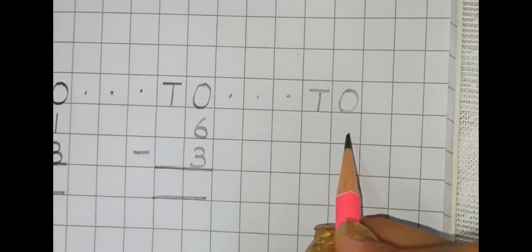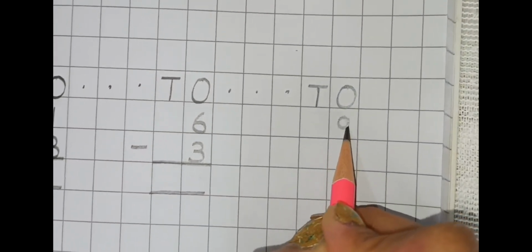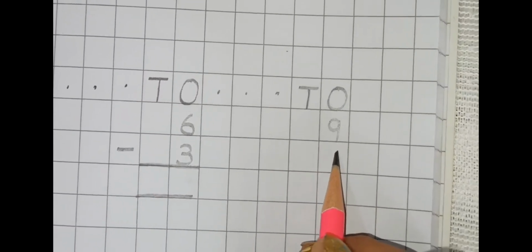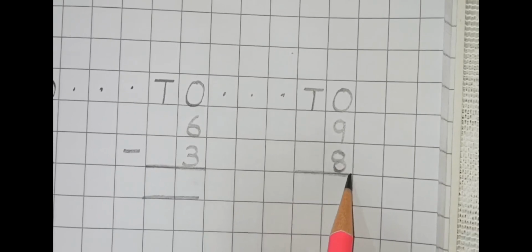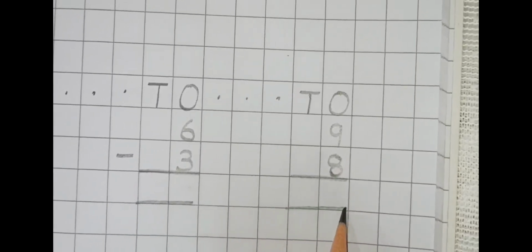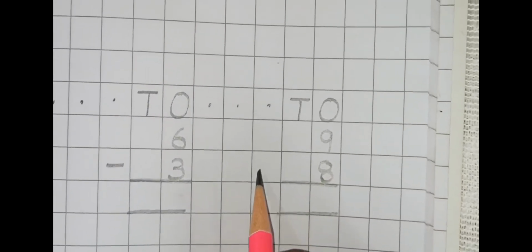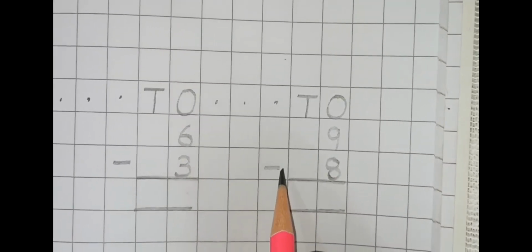Under this ones we'll write number 9. Under 9 we'll write number 8. Two lines and sign of subtraction.